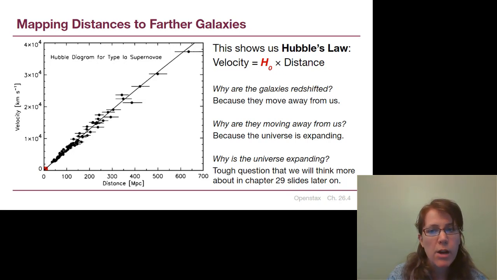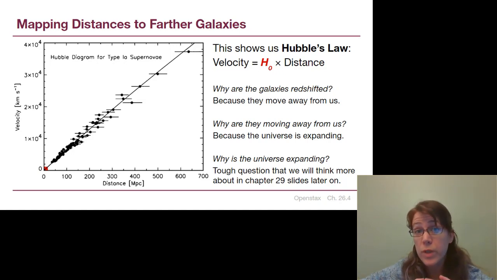Some questions you may have: why are these galaxies all redshifted besides the local group? They're physically moving away from us, Doppler shift. Why are they moving away from us? Well, the universe is expanding. Okay, now you should be asking yourself, why is the universe expanding? And that is a great question, and one that we're going to save for our chapter 29 video.